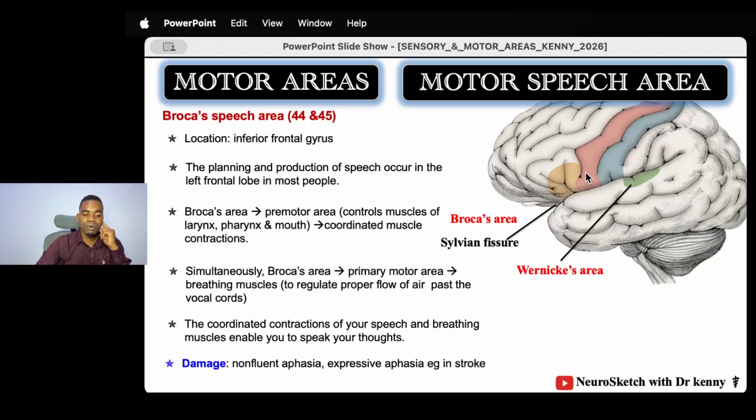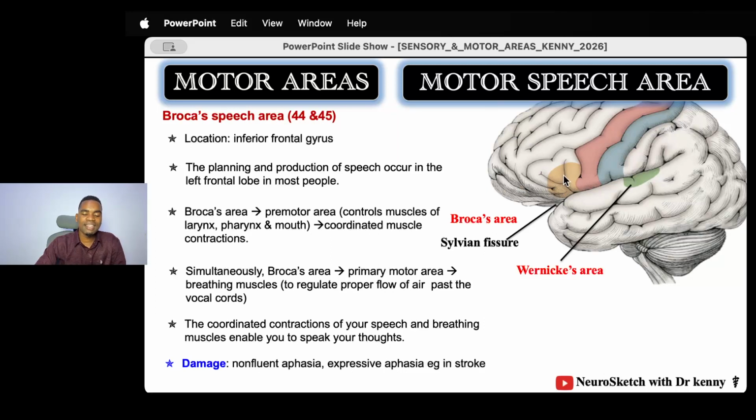Now let's talk about the motor. These were the primary motor areas. Let's talk about the motor speech area. The motor speech area is also called Broca's area, or Broca's speech area, which is Brodmann areas 44 and 45. Broca's speech area is somewhere here, found in the frontal lobe, and if you want to be specific, it is the inferior frontal gyrus.